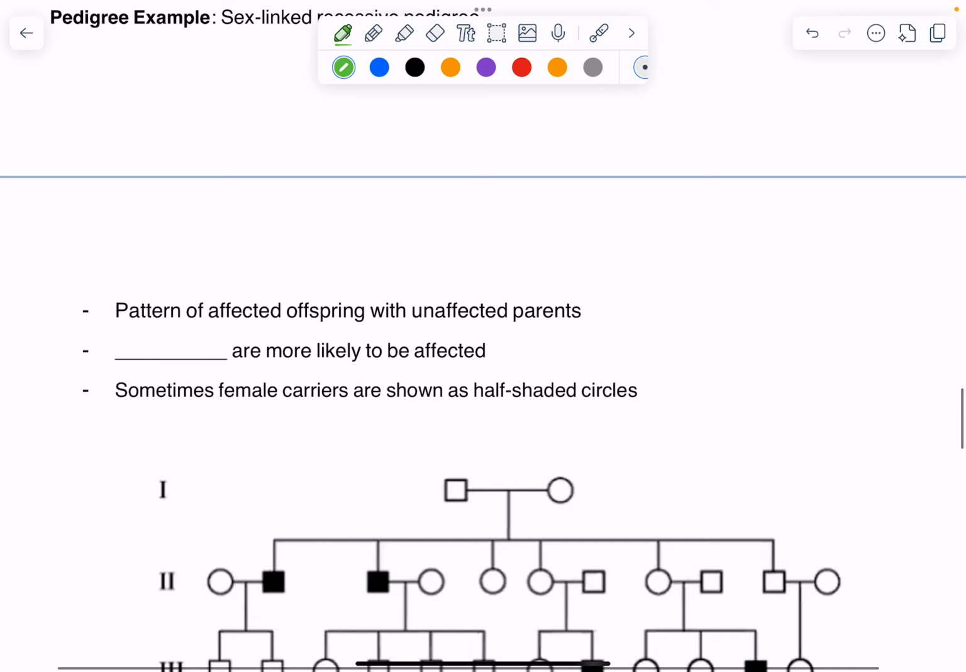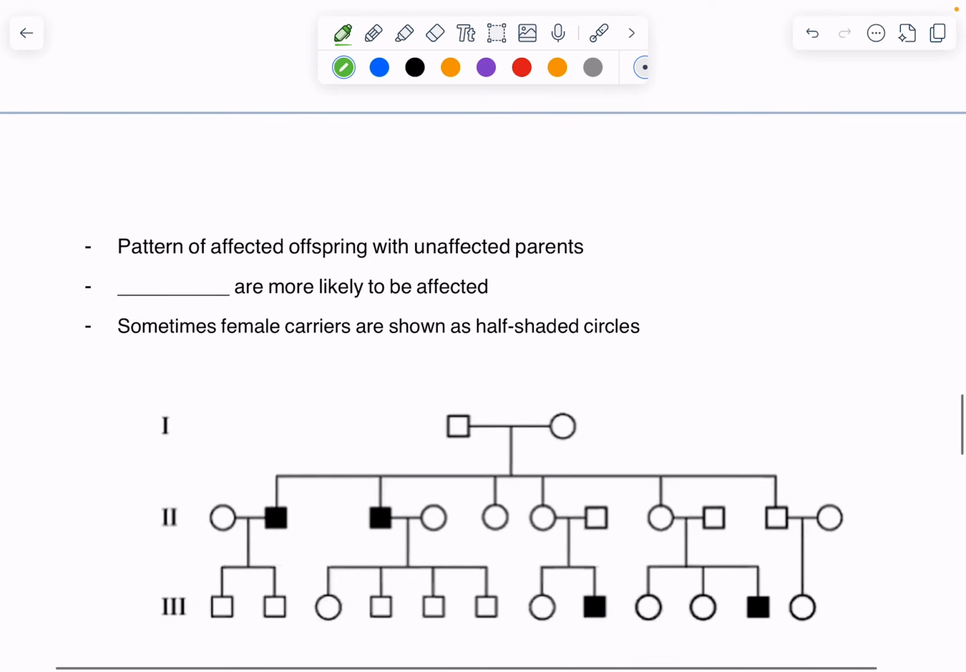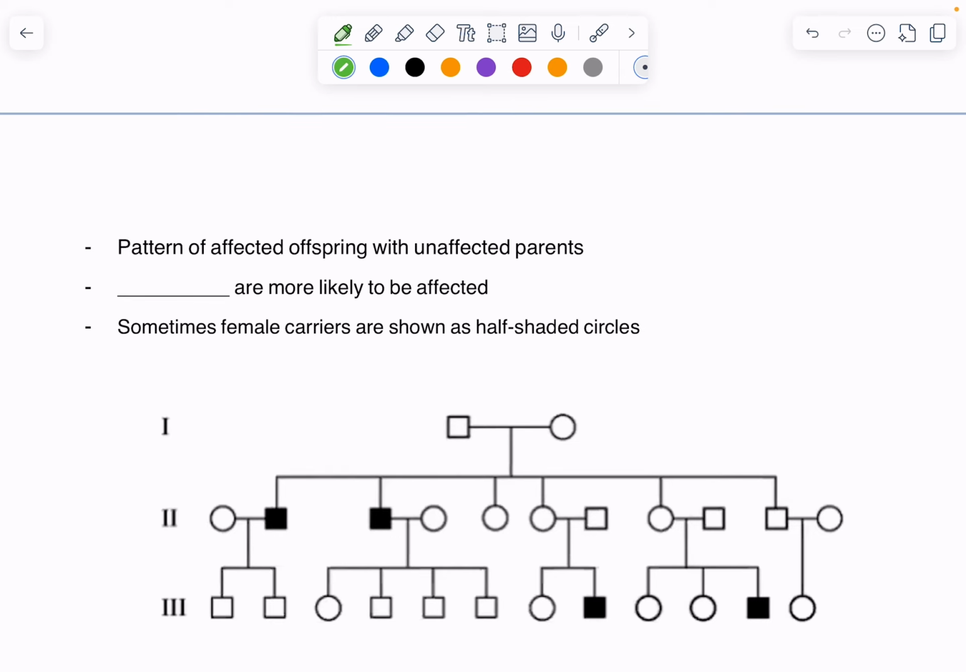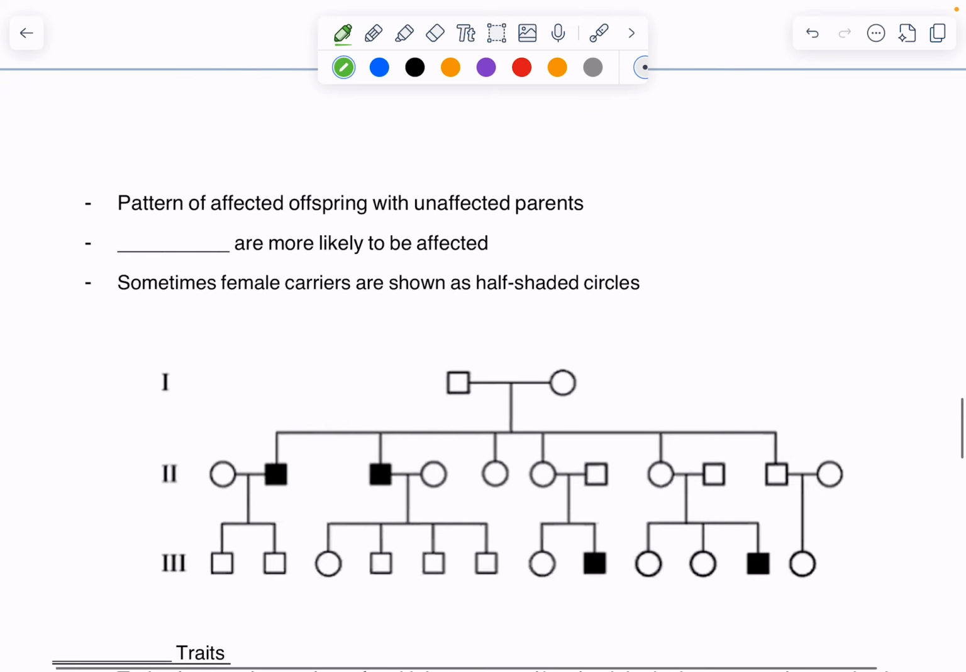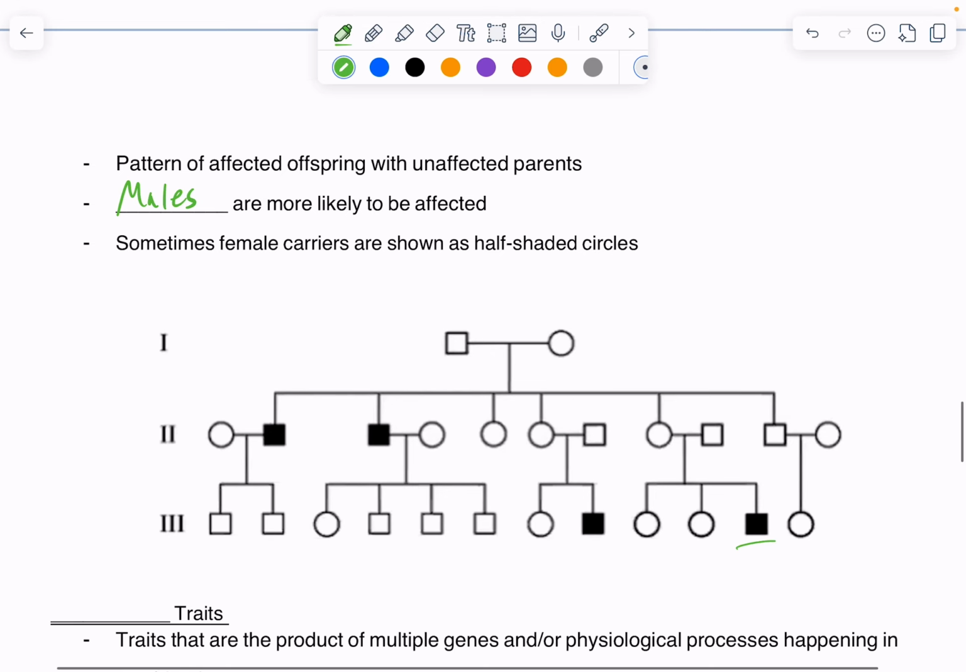All right, so let's take a look at some examples. The pattern of affected offspring with unaffected parents. And so we have some individuals that are affected with something. Males are more likely to be affected. We can see all of the people that are shaded in are males in this pedigree. Sometimes you'll see pedigrees that have females shown as half-shaded circles. I wouldn't count on it, though. Typically, it kind of depends on the problem.